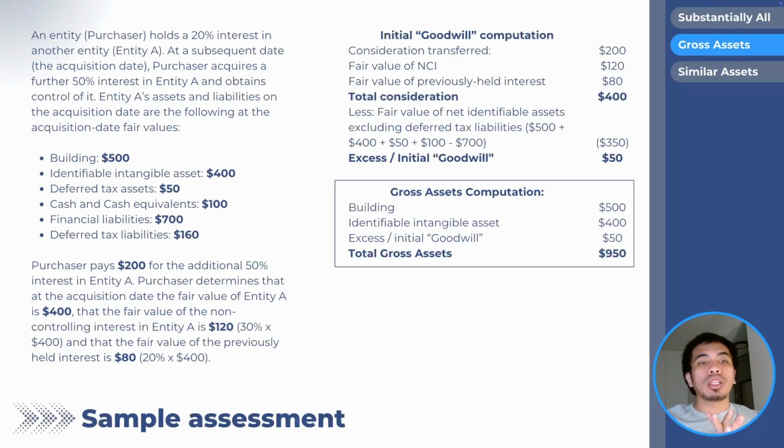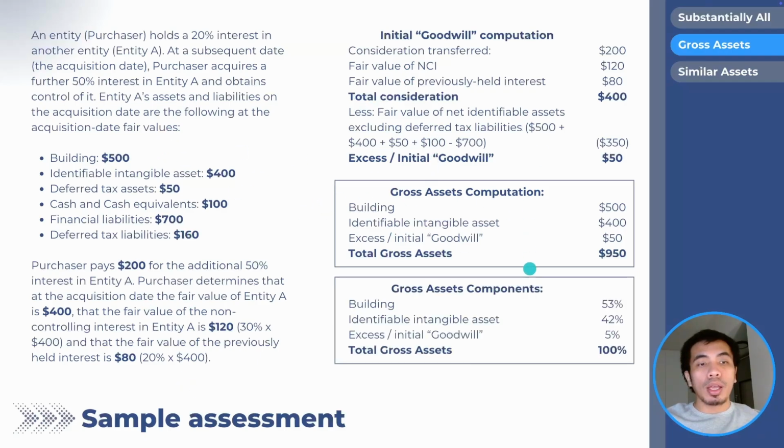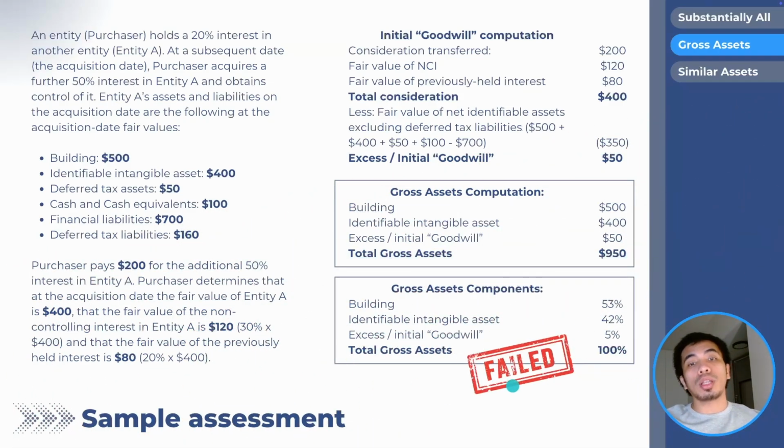So going back to our initial assessment that we did before with the computation of the gross asset, how do we now check, as a summary, whether the example before passed or failed the concentration test? All of this is in the same slide as what we had before, but we determined here that the building and the identifiable intangible asset cannot be considered as the same asset for the purpose of the concentration test. So we have to treat them separately. Now we see that only 53% of the gross assets is concentrated on the building and 42% is on the intangible asset. So here we can say that the concentration test has been failed.